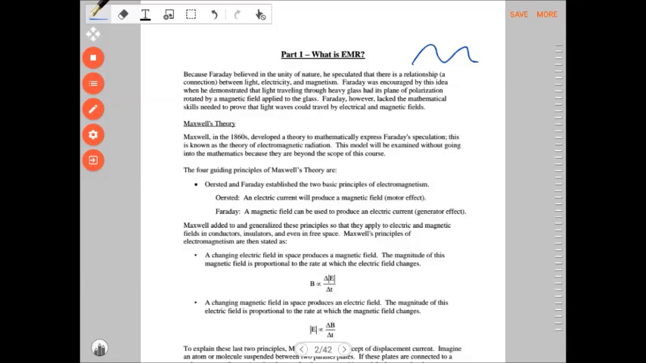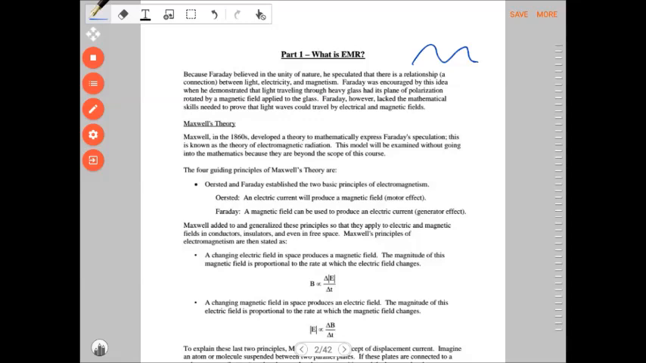So anyways, moving on. Okay, the 4 guiding principles of Maxwell's theory. Remember last year we talked about Ørsted, and we also talked about Faraday a little bit. They established the 2 basic principles of electromagnetism. Ørsted, remember, he said the electric current will produce a magnetic field. This was the motor effect. And then Faraday countered, saying a magnetic field can be used to produce an electric current. That was the generator effect.